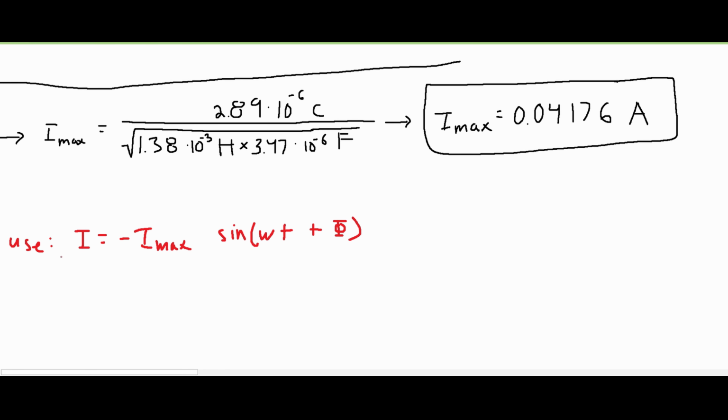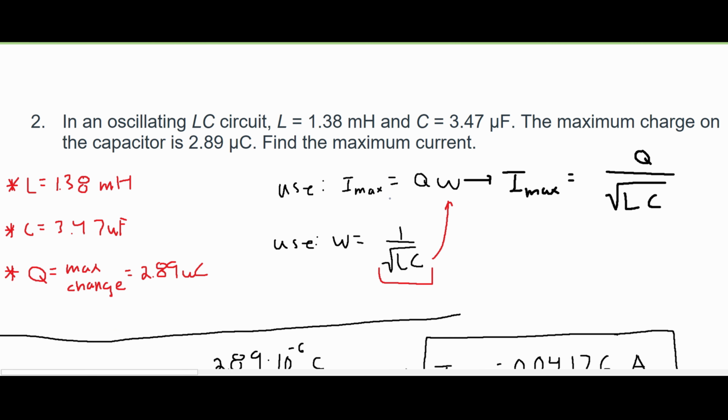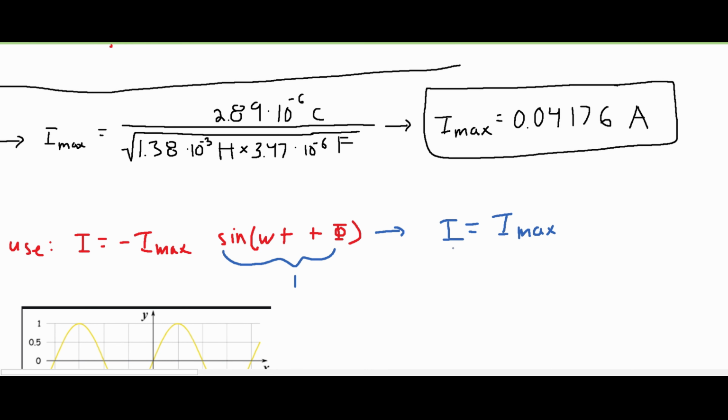Another way to do this would be to use this formula right here. And if we are finding I max, we would use this graph right here, and we would set our sine to be just 1. Basically, this would give us I is equal to I max, which is similar to what we had up here. I is equal to QW, and then plug this in I max for our I, and I max is equal to that.